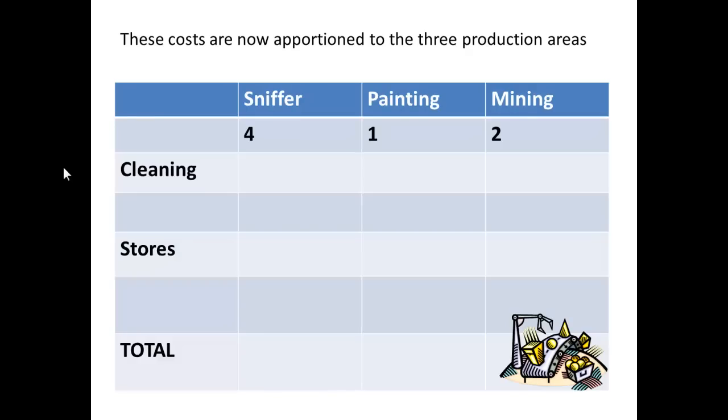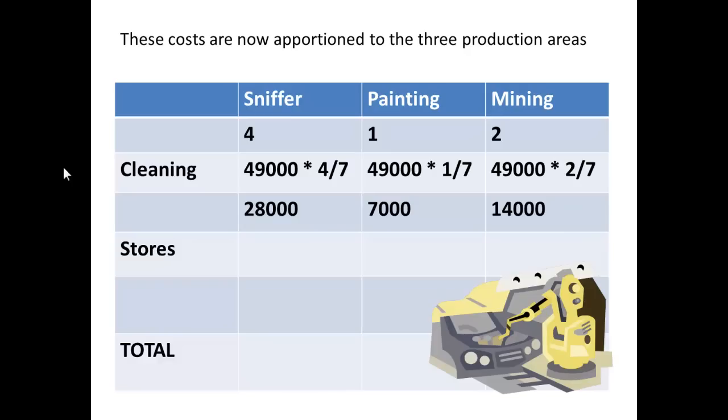And we're going to apportion the cleaning and stores figures between the 3 production areas for sniffer robots, painting robots, and mining robots in the ratio of 4 to 1 to 2. So to do the cleaning, it's 49,000 multiplied by 4/7, which is 28,000. Painting, 49,000 multiplied by 1/7, which is 7,000. And mining, 49,000 multiplied by 2/7, which is 14,000. So we've now apportioned the costs for cleaning.